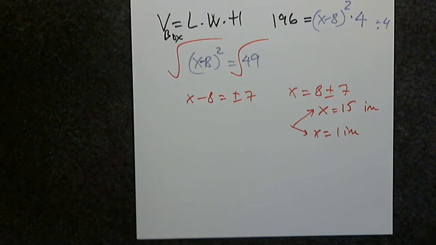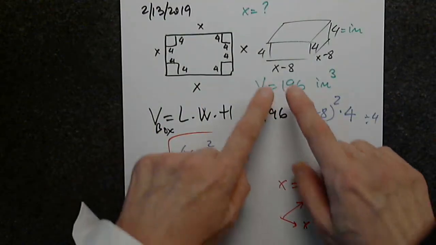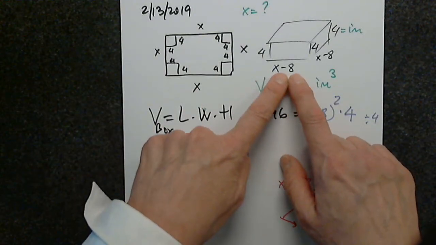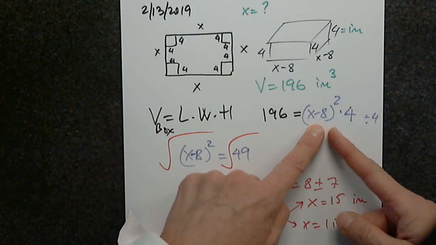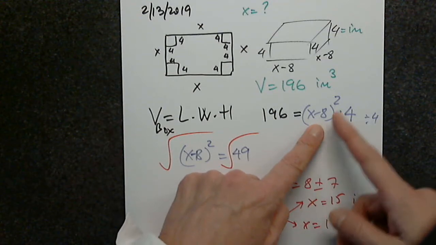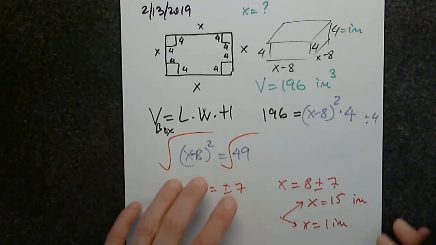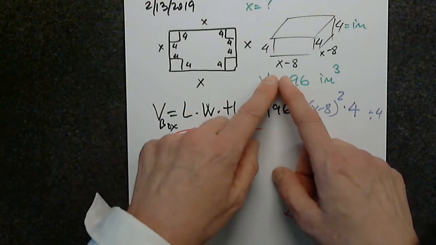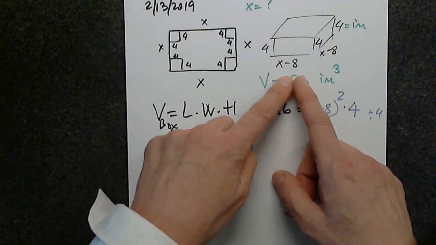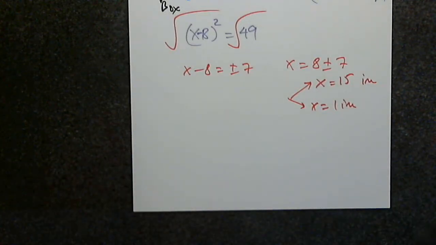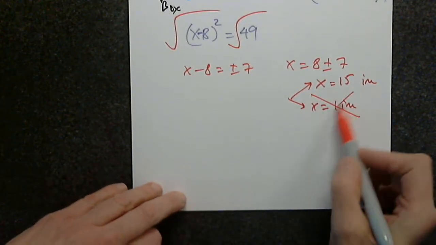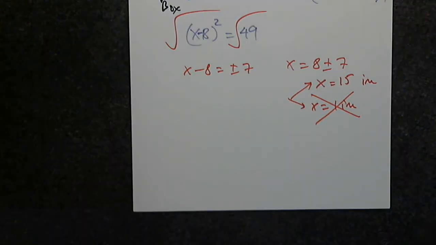Right? So let's plug in 15. 15 minus 8 squared. What will be 15 minus 8? 7 squared. 7 squared is 49 times 4 is 196. Now I'm going to plug in 1. X minus 8. That's -7. Can I have a length of -7 inches? No. So then I know the only solution is 15. Very good question. Thank you for bringing that up to me.